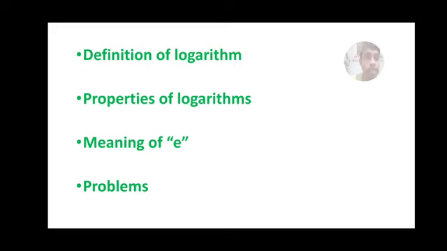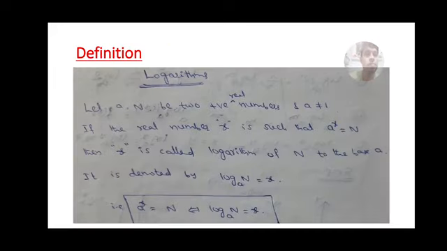In this class, we are going to learn the definition of a logarithm, properties of logarithms, meaning of e, and problems. Mainly, we concentrate on the definition of a logarithm, properties of logarithms, and problems in today's class. Next, what is the definition? Logarithm's definition.